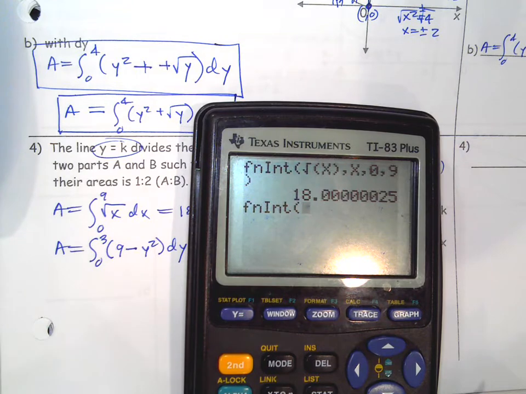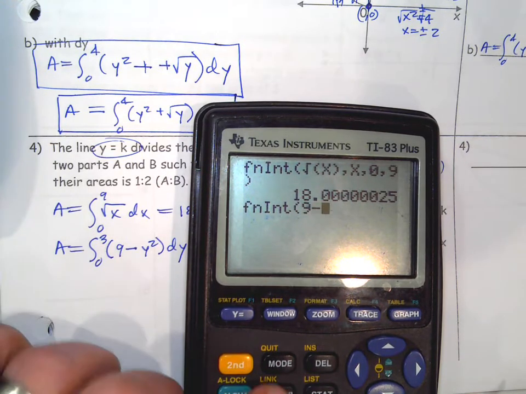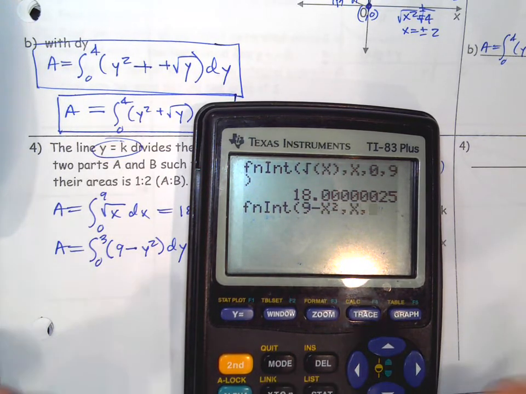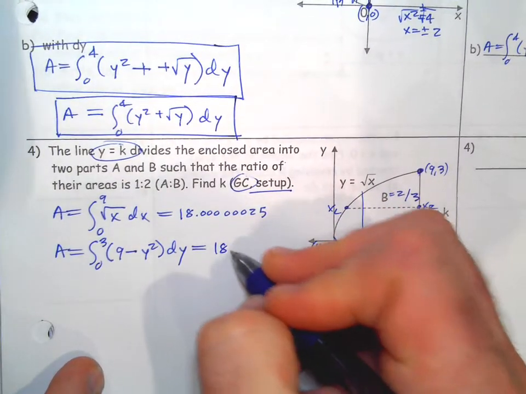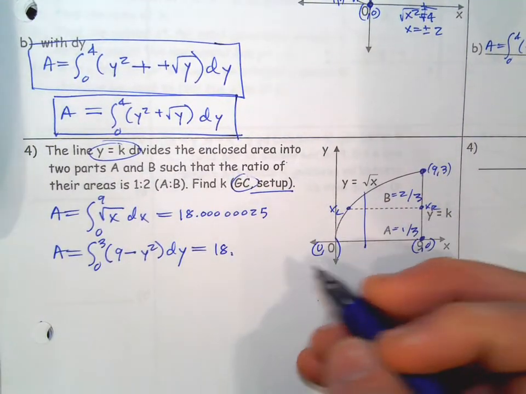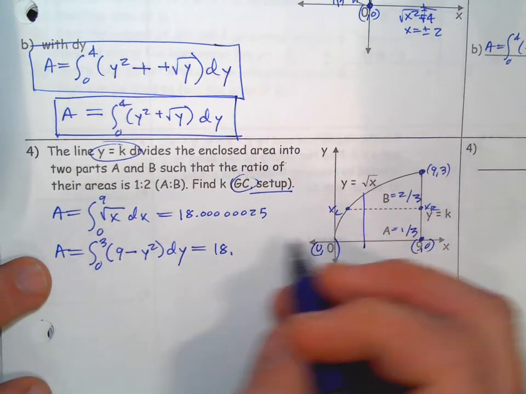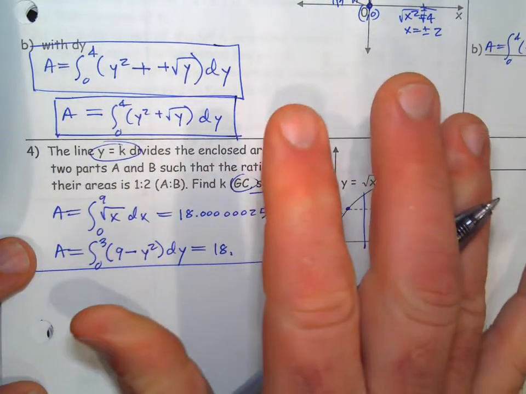Math 9 minus x squared comma x. We put x's for the y's, right? Because that's all our calculator does. And that one turns out real nice. They just say it's 18 perfectly. So either one you can do. Now, that's the first part. You got to find the total area.